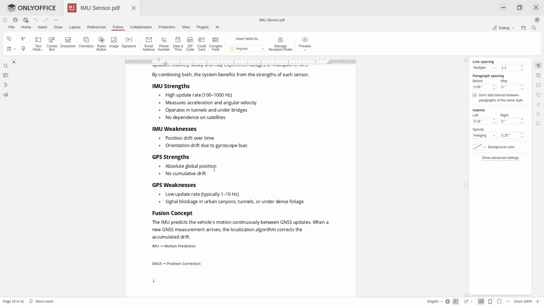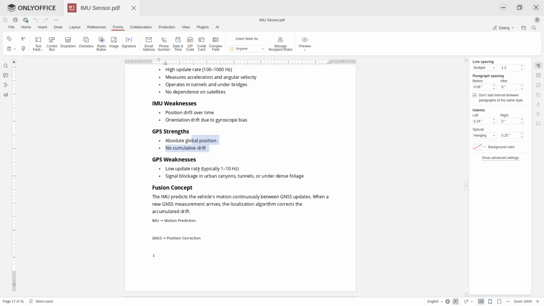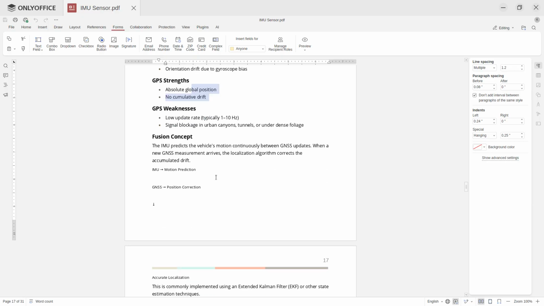GPS strengths: absolute global position, no cumulative drift. GPS weaknesses: low update rate, right? Typically 1 to 10 Hz. Signal blockage in urban canyons, tunnels, or under dense foliage.